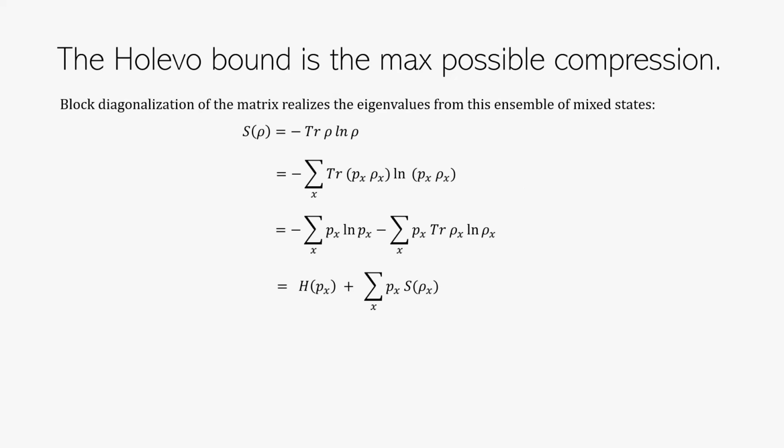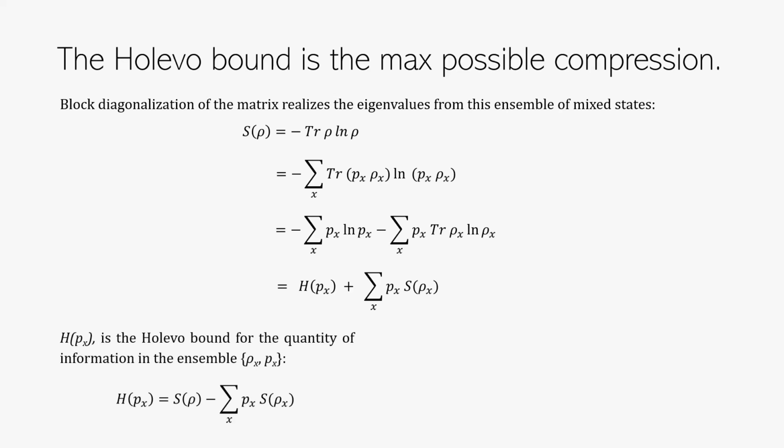Block diagonalization of the matrix realizes the eigenvalues from this ensemble of mixed states. And as you can see, we're extracting the predicted correlations between the two systems by taking the partial trace of the combined matrix. So this value of H is the Holevo bound for the quantity of information in the system. As eigenvalues are realized for the ensemble of mutually orthogonal mixed states during a computational cycle, the physical quantity of entropy held by the system is compressed.